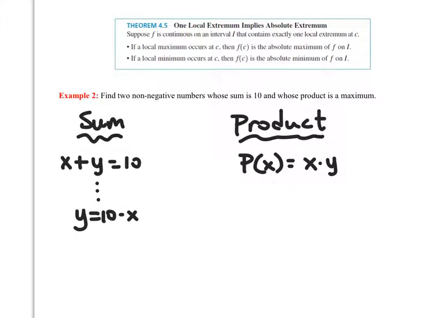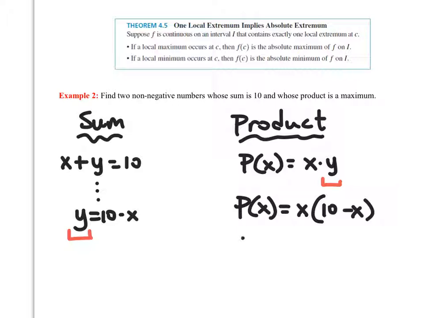Okay, so this second example says find two non-negative numbers whose sum is 10 and whose product is a maximum. Alright, so I've written out the sum of the two numbers x plus y equals 10, therefore y equals 10 minus x, and their product would be p of x, which is x times y. Now I want to replace this y to make it in terms of x so that I can optimize and maximize this product function. So p of x would actually be x times the quantity 10 minus x. So p of x in expanded form would be 10x minus x squared.